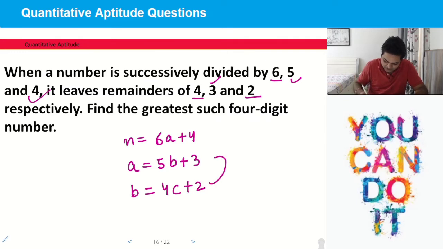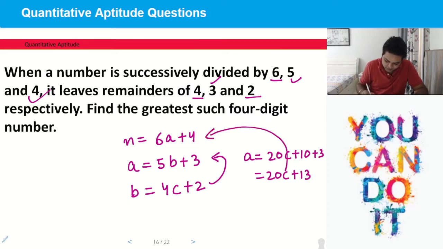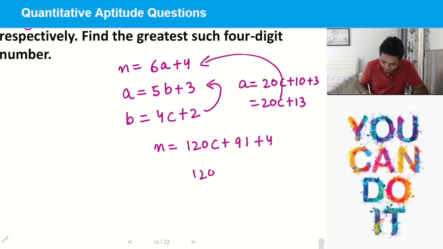Now start replacing them here. So a equals 20c plus 10 plus 3. That is 20c plus 13. Replace it in this one. So we have n equals 120c plus 91 plus 4. That is 120c plus 95.